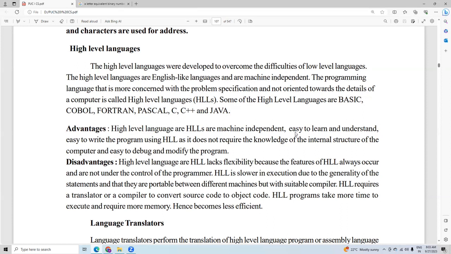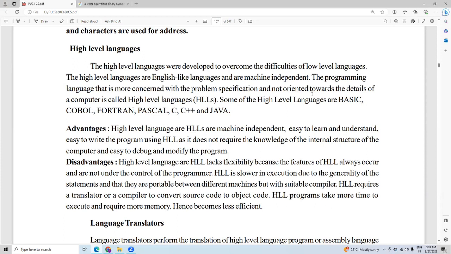which belong to all kinds of fields, right? Such kind of languages they wanted to have. So by seeing the drawbacks of previous two languages, they developed high level languages, right? These high level languages are developed to overcome difficulties of low level languages. They are English-like languages, means commands are so simple, right? Commands are so easy to remember, write, and identify mistakes and modify everything easy.